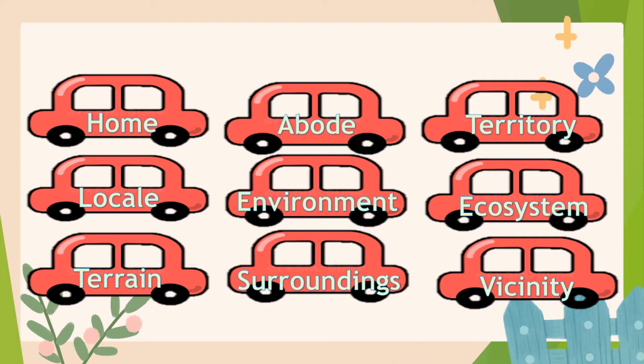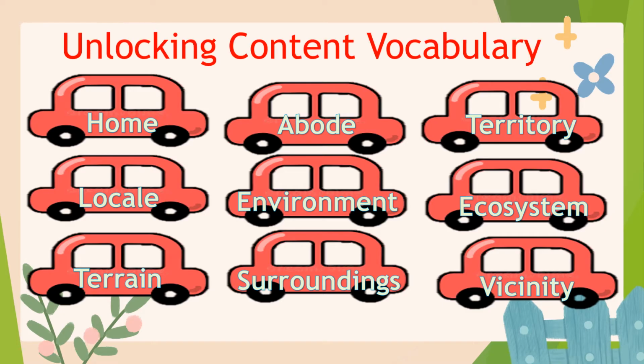Now that we know what we're learning today, let's start by unlocking some important vocabulary that will help us with our lesson. We're going to look at some words related to where animals and plants live. Here are some words we'll be working with: home, abode, territory, locale, environment, ecosystem, terrain, surroundings, vicinity.